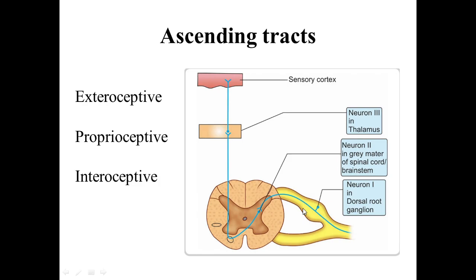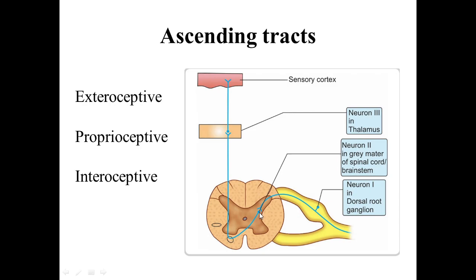So the cell bodies of first order sensory neurons lie in the dorsal root ganglia, and the axons of these neurons reach the grey matter of the spinal cord. They synapse with the tract cells of the spinal cord, and then the second order sensory neuron starts. So tract cells represent the neurons of second order sensory. The tract cells represent the cell bodies of second order sensory neurons.